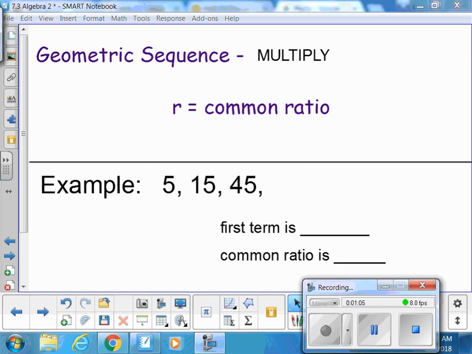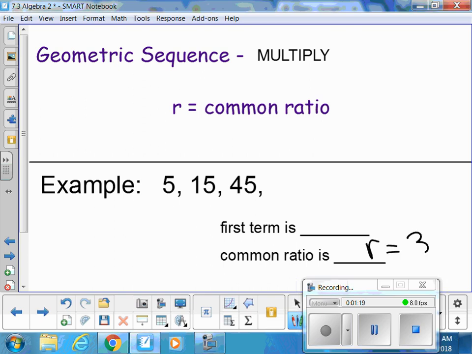All right, we're back. So let's look at the sequence. What is going on here from the 5 to the 15 to the 45? They're timesing by 3 every time. We're going to call that our common ratio, our R value. And then what is the first term in the sequence? We're going to call that A1. You would think they would use a G1 for geometric sequence, but your book does use an A for both arithmetic and geometric sequences.